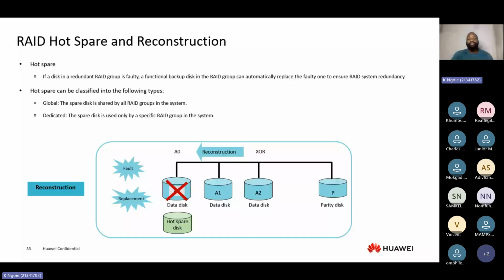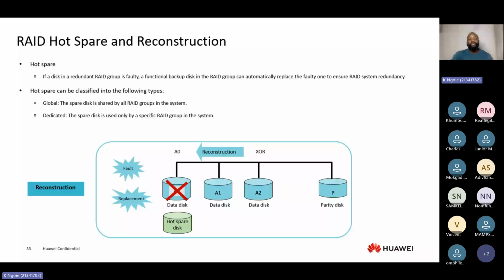So the steps will be to just detect if there's a failed disk. Obviously, we detect there's a failed disk, and the system will automatically activate the hot spare disk. And then it's going to reconstruct the data using, remember the methods we learned, mirroring and parity. So it's going to use mirroring and parity information to reconstruct the hot spare.